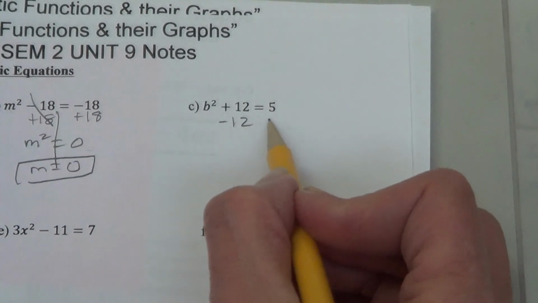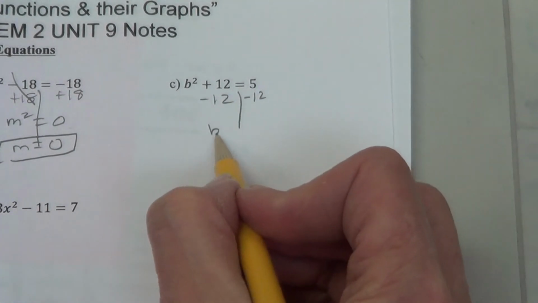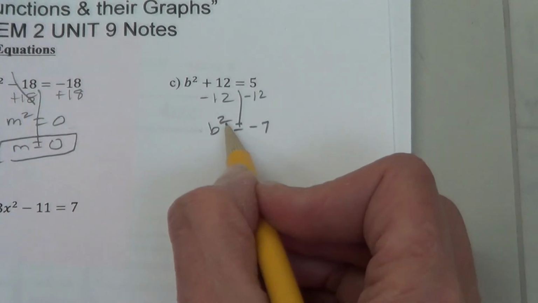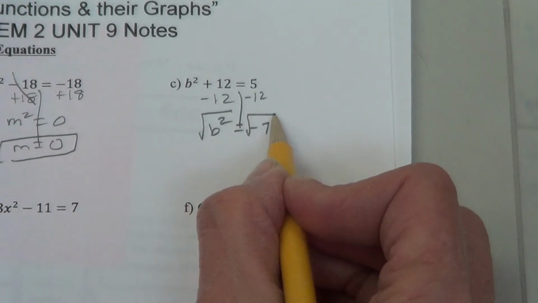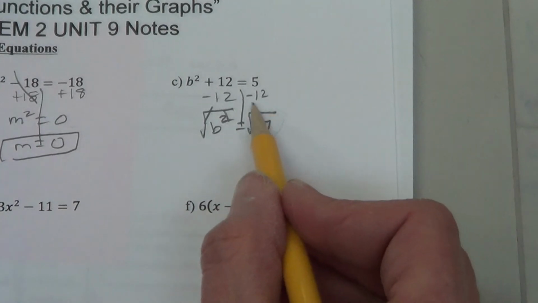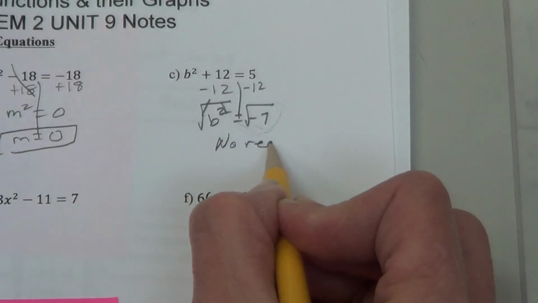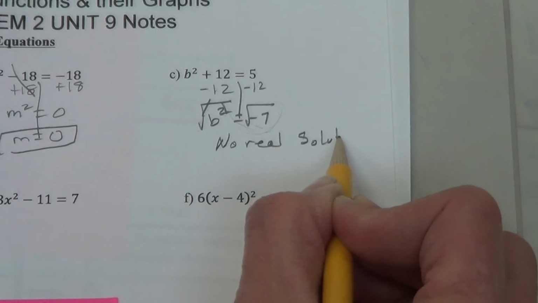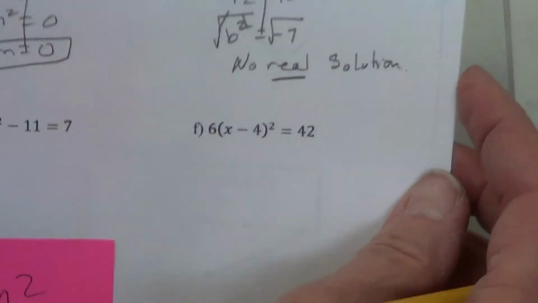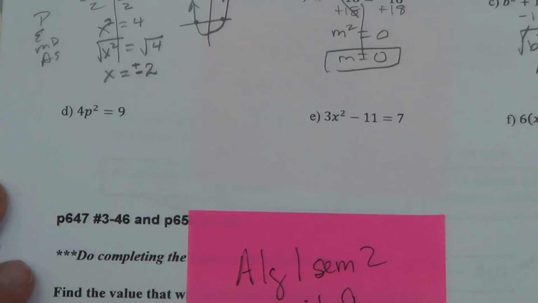Here we subtract 12 from each side to get that b squared alone. We have b squared equals negative 7. To get rid of the square, we would square root each side. Now we have a little problem, don't we? Can we have real numbers for the square root of a negative number? The answer is no, so we just write no real solution. And underline the real. When you get into the Algebra 2 class, you'll be playing around with imaginary numbers, and then you'll be able to solve those and see what they mean.